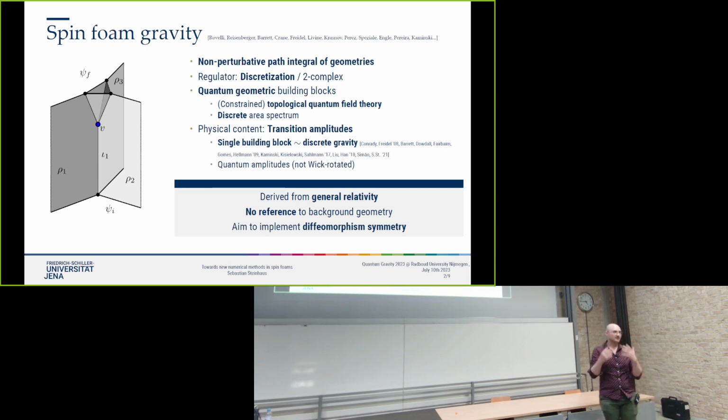They are not Wick-rotated, which is then, of course, the pain that we have to overcome when we want to use Monte Carlo. And in the short pitch, they are derived from GR. They don't make a reference to background geometries. And eventually, we aim at implementing diffeomorphism symmetry.